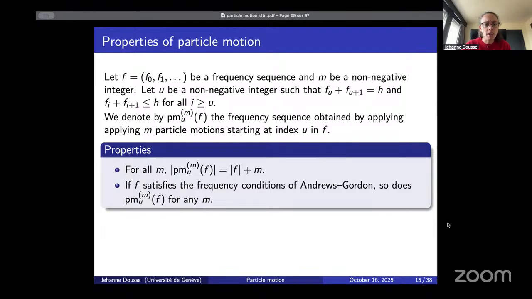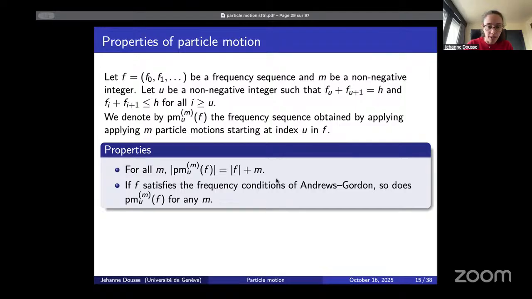So, I wanted to first introduce a notation. If you start from index u, like we did, and starting from this index you perform m particle motions, then we will denote by PMU of m of f the frequency sequence that we obtain.